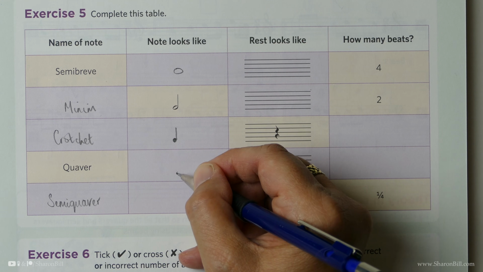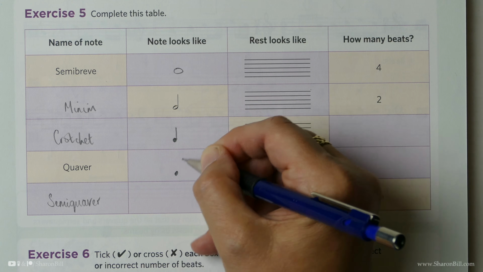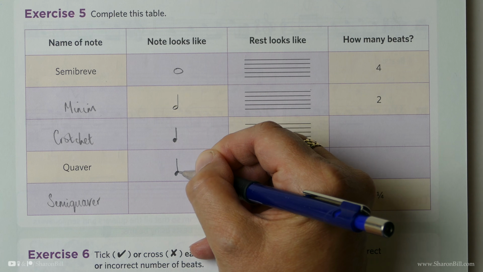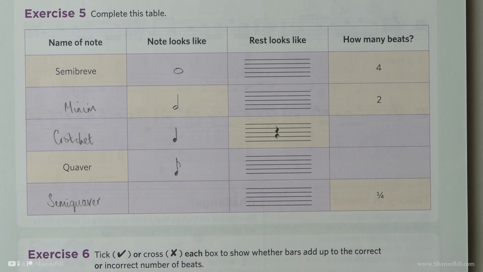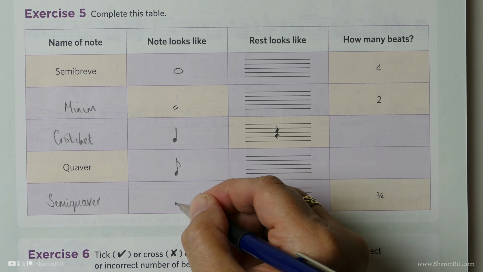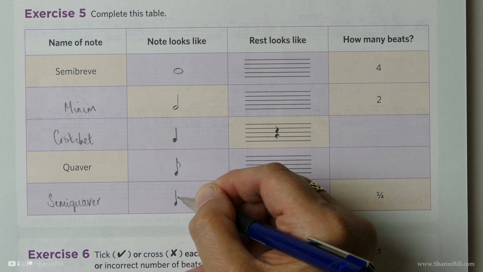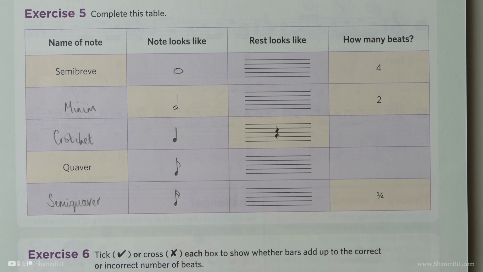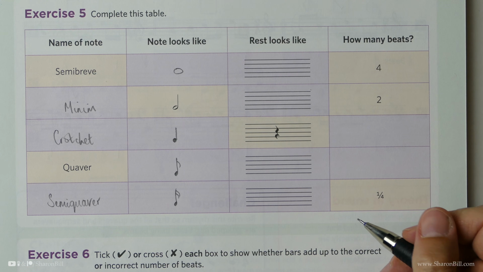Then we have a quaver, which starts off looking like a crotchet, but then we have a little tail. And then the semiquaver has two tails. So now here comes the new information.